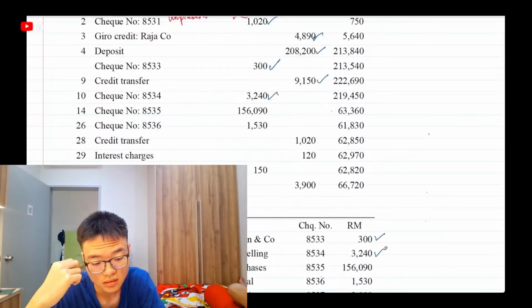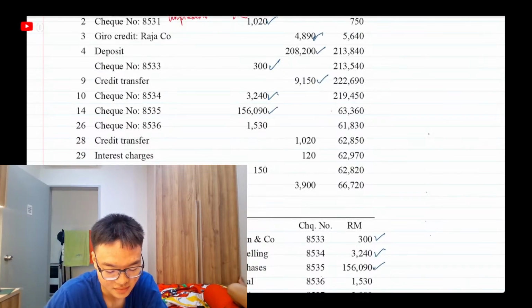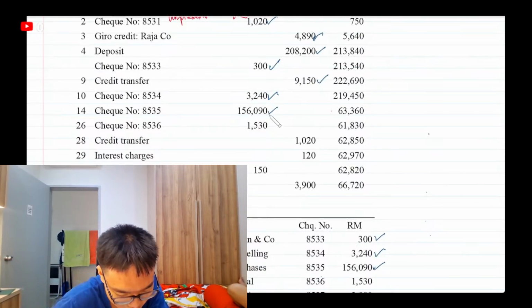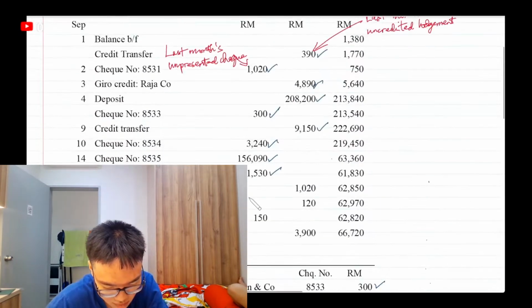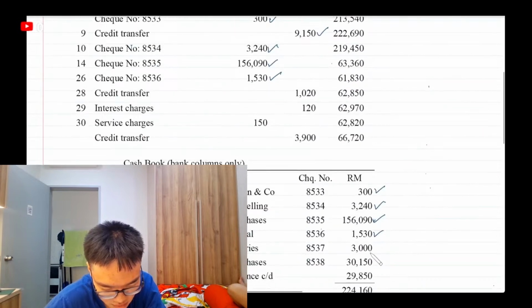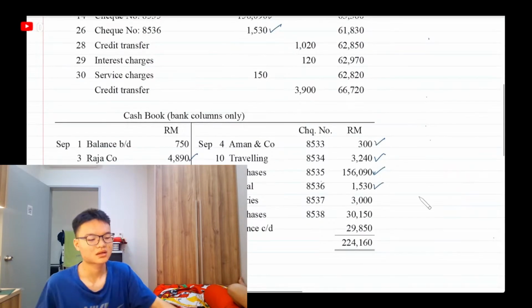Yes. Check number 35, presented for payment? Yes. Now don't just look at the check number, check the amount, see that there are no mistakes. Check number 36, presented for payment? Yes. Check number 37, don't have, not presented for payment yet. Check number 38, also not presented for payment. So we have two unpresented checks here.